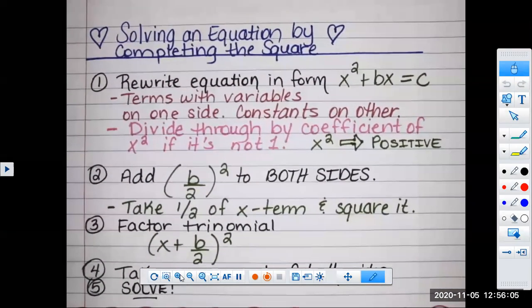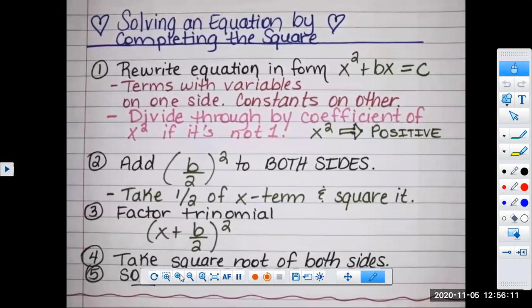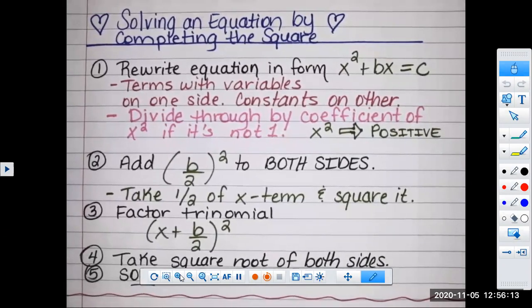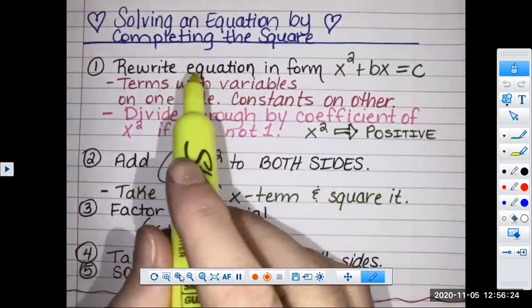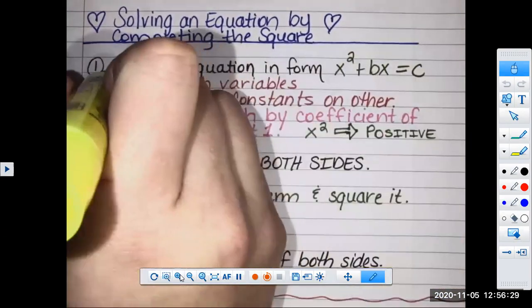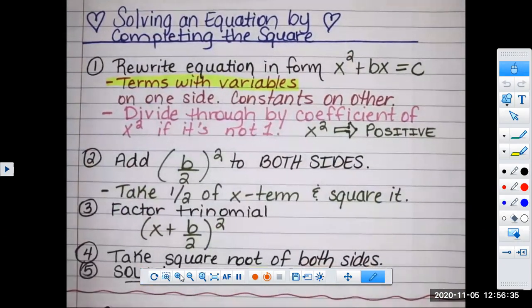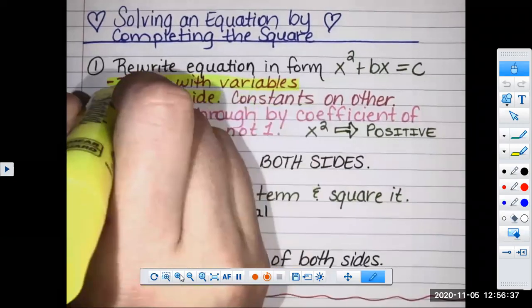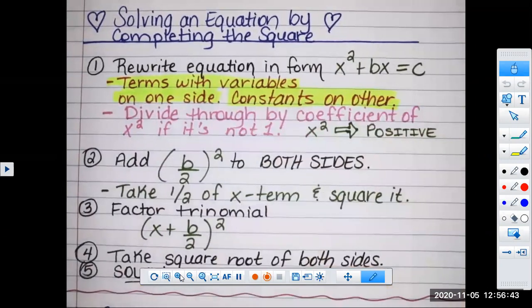All right, you don't have to write all this down. I'm going to try to shorten this for you. This is your process to follow. I'll circle, or highlight for you, what you need to write down. Solving an equation by completing the square, you want to make sure that you rewrite your equation. It has to be in this form, like your terms with variables. All your variable stuff needs to be on one side. Terms of your variables need to be on one side, and your constants all need to be on the other side.